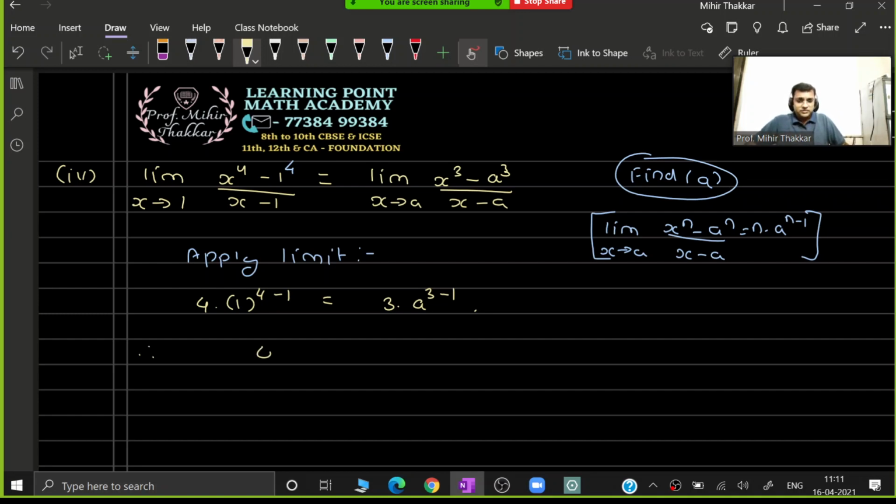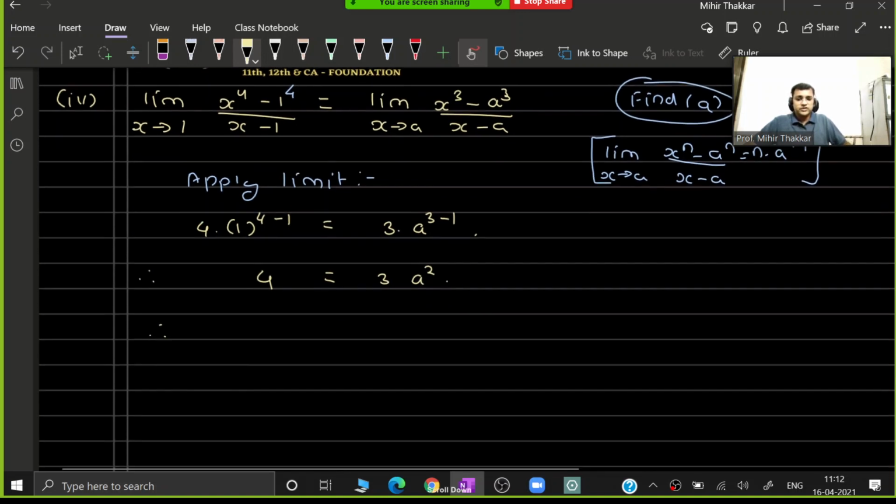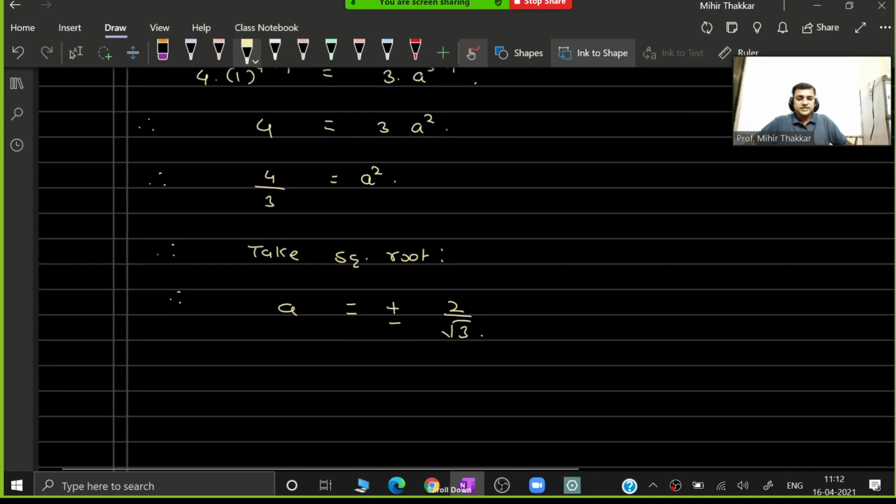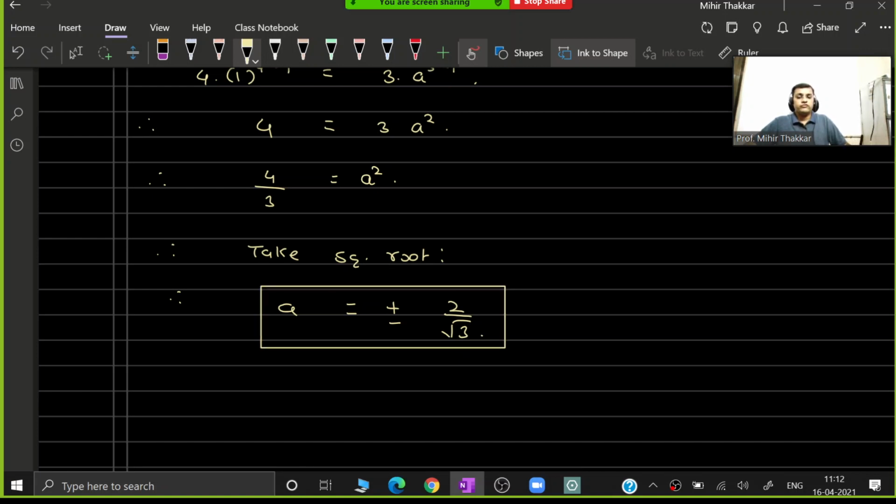So this becomes 4 is equal to 3a square. Take this 3 in the denominator. So you will get 4 upon 3 is equal to a square. Therefore, when you take square root, you will get the value of a as plus and minus 2 by root 3. So there are two values of a, guys, positive 2 by root 3 or negative 2 by root 3. That's why he has told us to find all the possible values of a in this.